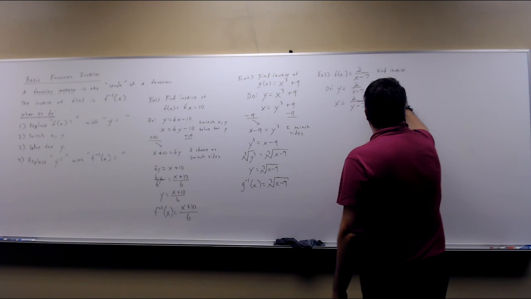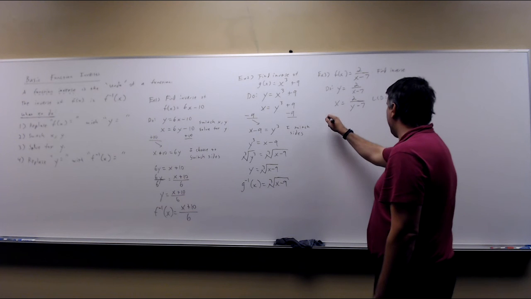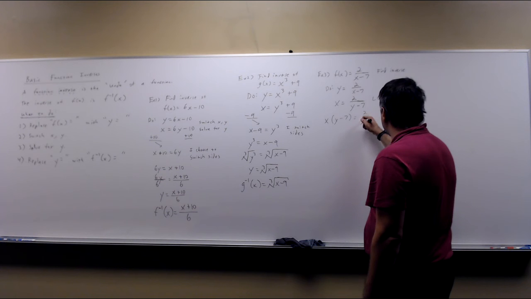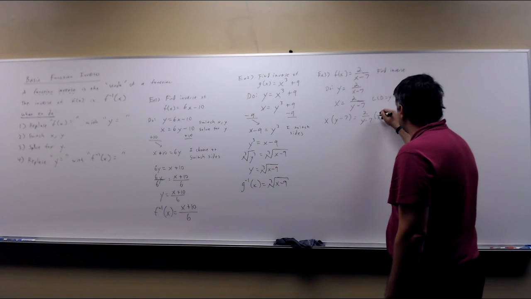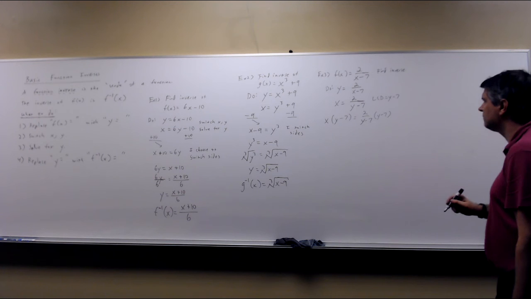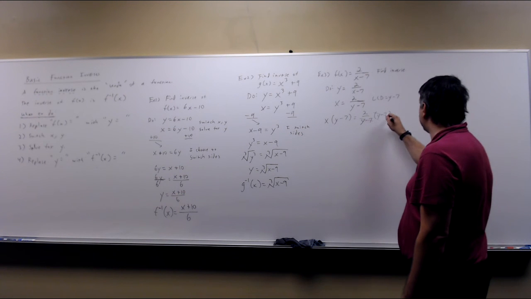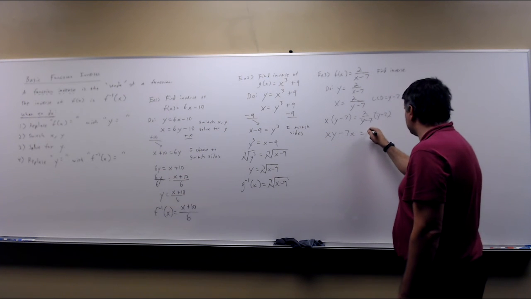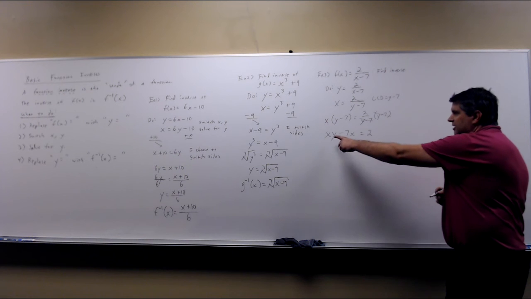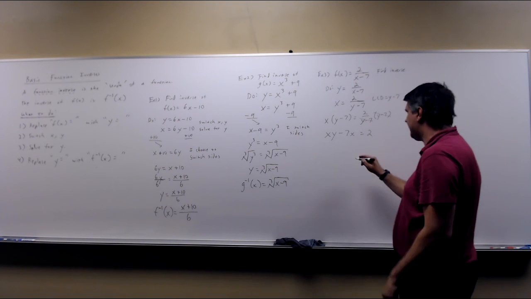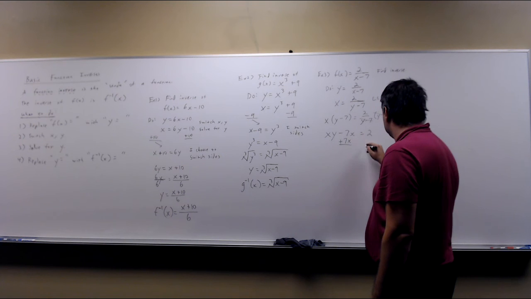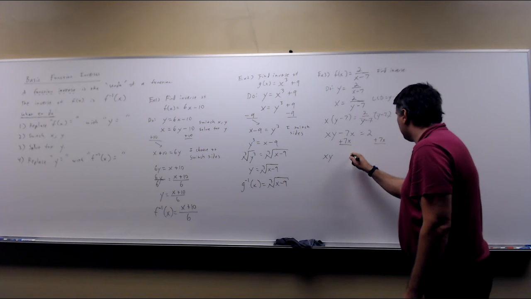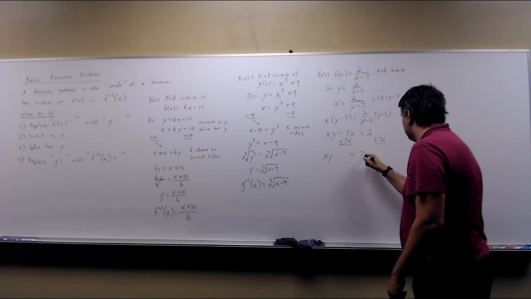The LCD is y minus 7. So I'll multiply x by y minus 7 and 2 over y minus 7 times y minus 7. So those cancel, clearing my fractions, and I end up with xy minus 7x equals 2. And remember, folks, I'm trying to solve for y. So I'm going to add the 7x back. I'm going to want it in descending order, so xy will equal 7x plus 2.